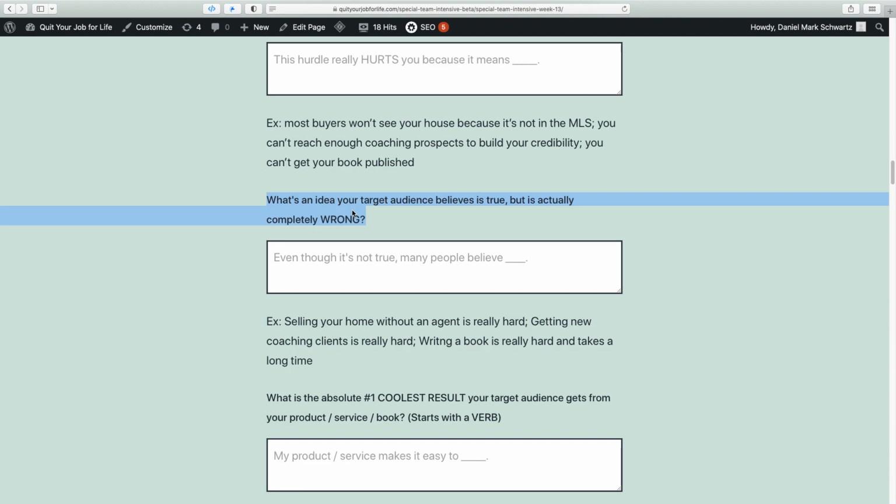Next question: what's an idea your target audience believes is true but is actually completely wrong? This is where we're breaking entrenched beliefs. In my perspective, people generally aren't achieving the goals they want because of a mental block. If other people are doing it, you can do it. So if that possibility is there, why aren't we achieving our goals? It's usually because we don't believe that we can, and because we tell ourselves stories, some of which may not actually be true.